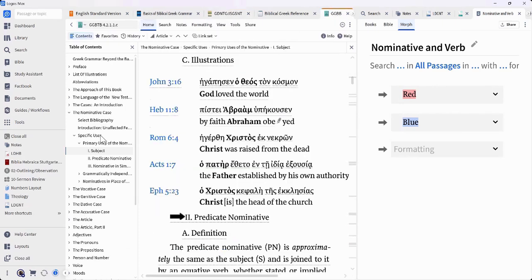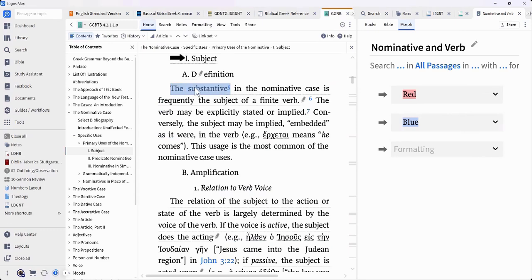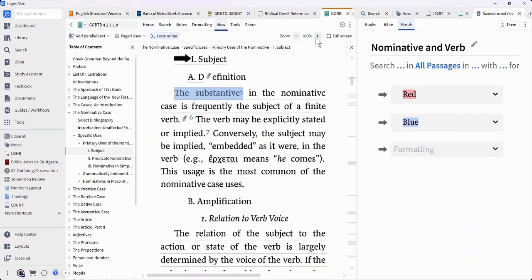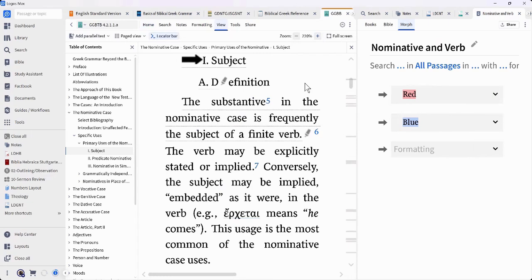Next, we're going to go into Wallace and what he has to say about it. The substantive, let me increase this a bit to really help us on that. The substantive in the nominative case is frequently the subject of a finite verb. The verb may be explicit, stated, or implied. Conversely, the subject may be implied, embedded, as it were, in the verb. And that's kind of what I was talking about, that the subject may be embedded in the verb. And there are occasions where I have a subject along with a verb and I don't need it. And when that happens, it's often for emphasis.